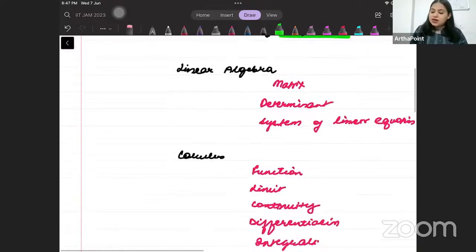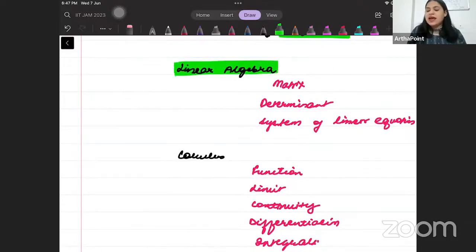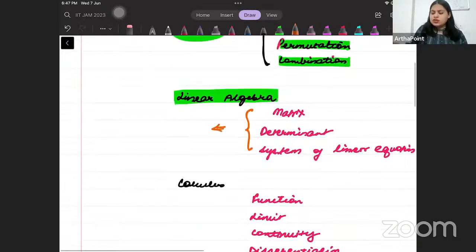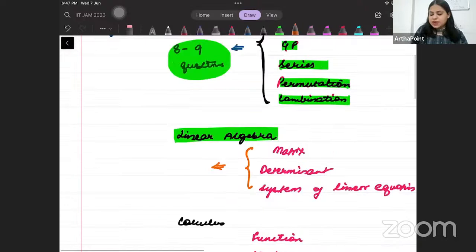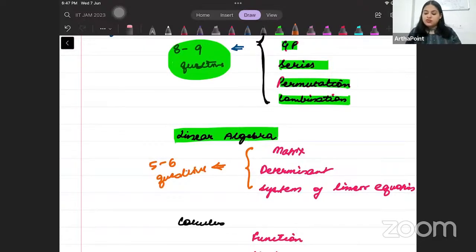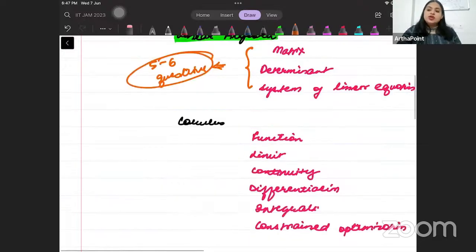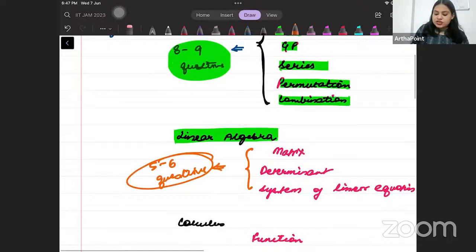But then the second part is linear algebra, in which you have matrix, determinants, and linear equations. If you go through the sample paper again, you should be expecting 5 to 6 questions on matrix and determinants. So put 8 questions here and 6 here. 14 questions is what you cover from here.